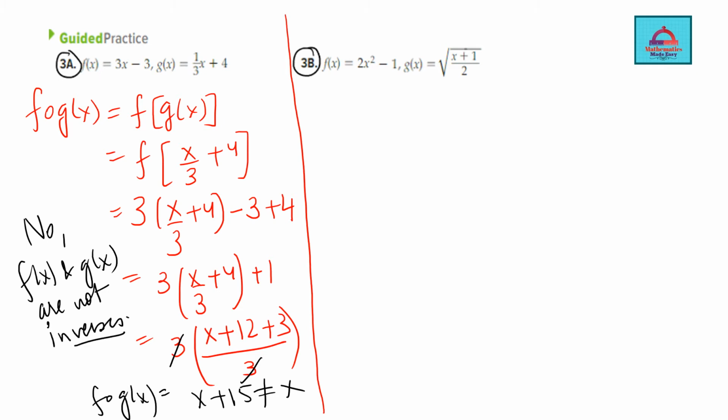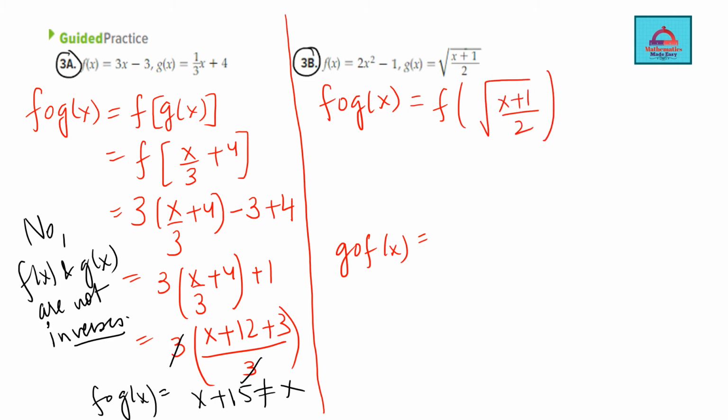Okay, let's do this one now. This is an interesting question. f∘g(x) and g∘f(x), both we will find one by one. So f of g(x): inside you put this function g(x), and wherever there is x you replace it. So 2 times (square root of (x + 1)/2) whole squared minus 1.